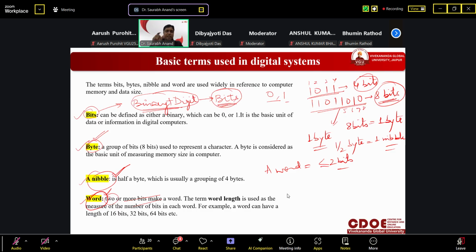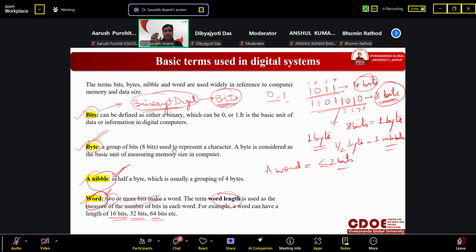Clear? So we can say it is a word. And what is the length of the word? Suppose this is written here as an example. If it is 16 bits, 32 bits, 64 bits, this is the word length. This is known as word length.